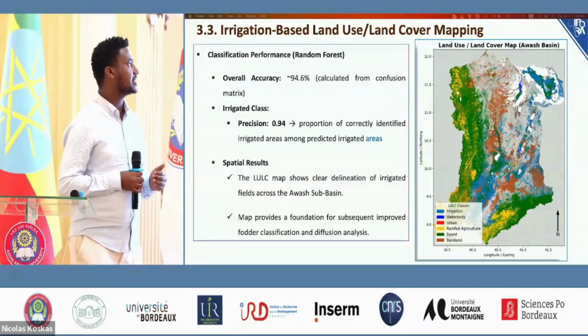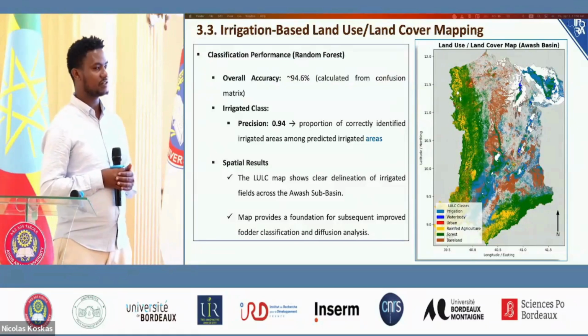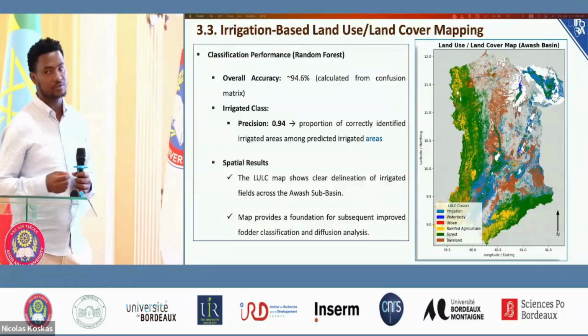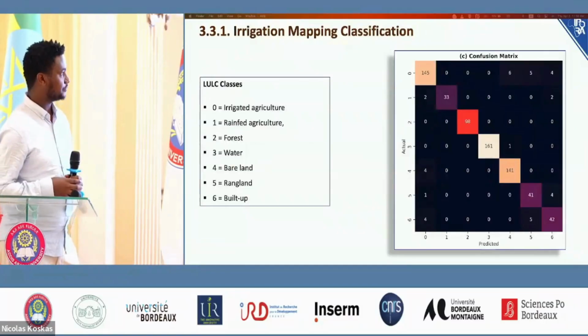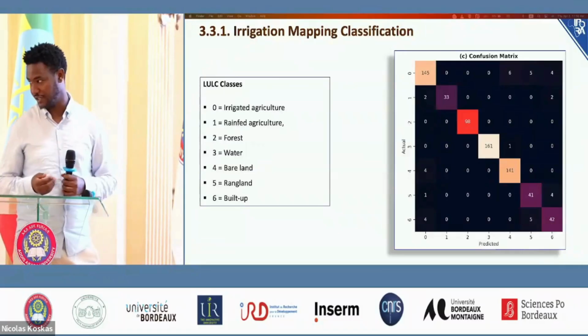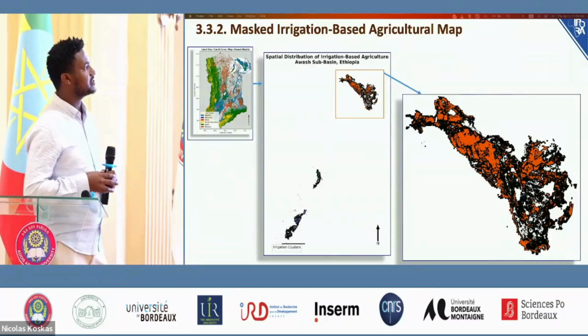Then we extract and mask the irrigation-based agriculture from this land use land cover map and do different types of analysis for detecting the fodder distribution in the area. This is the confusion matrix, which shows the classification accuracies. Next, this is the extracted or masked irrigation-based agriculture in the area.